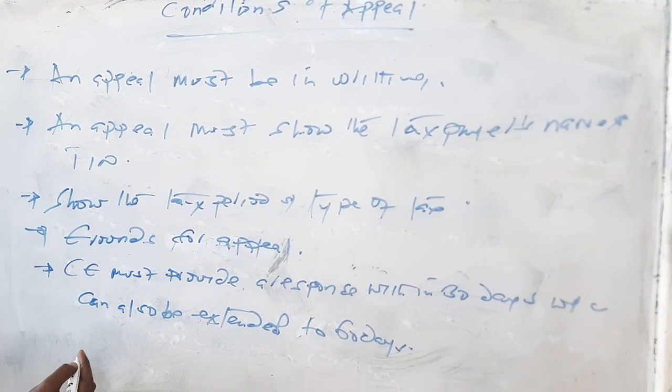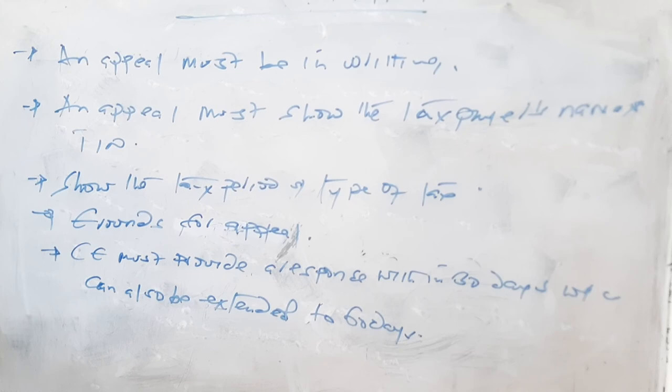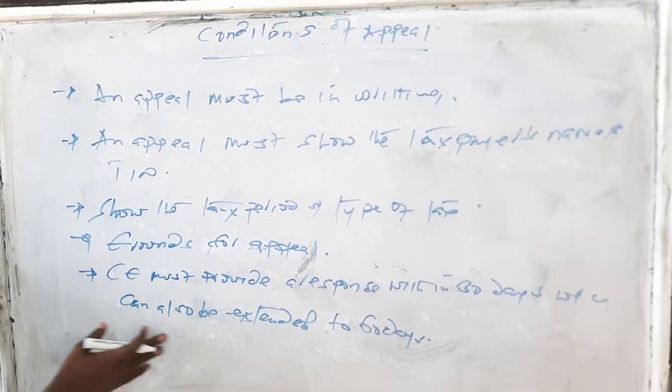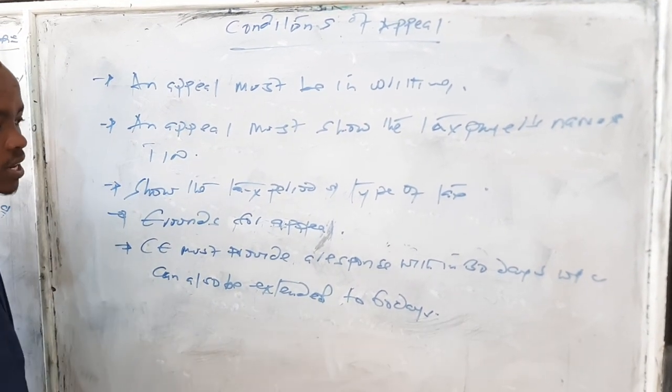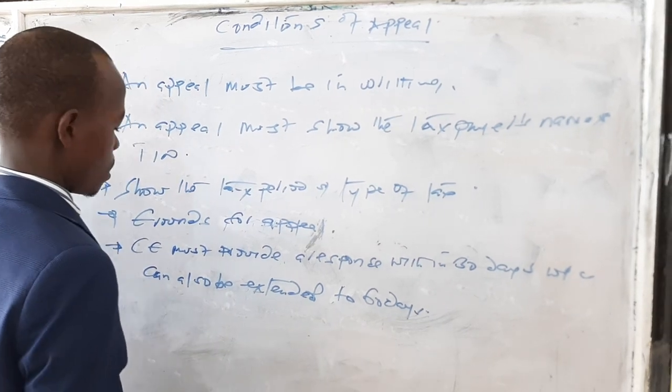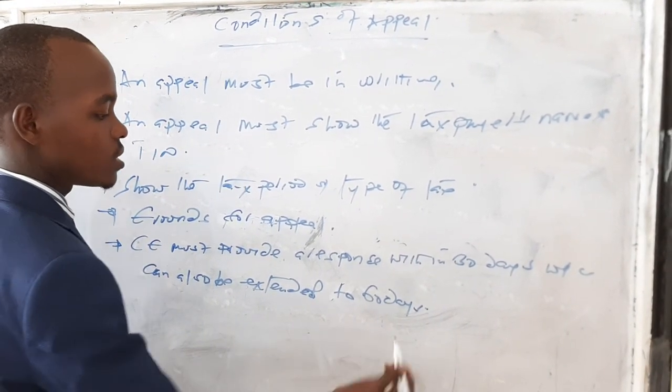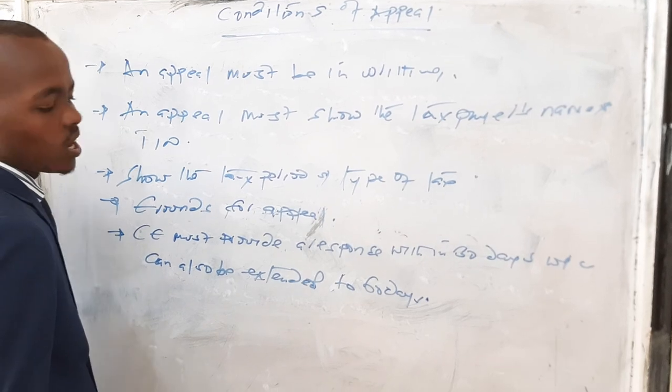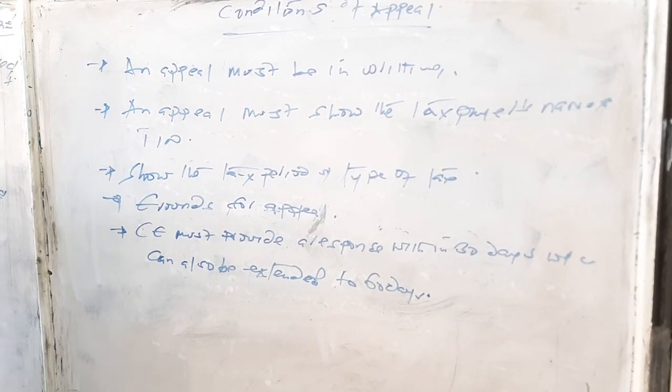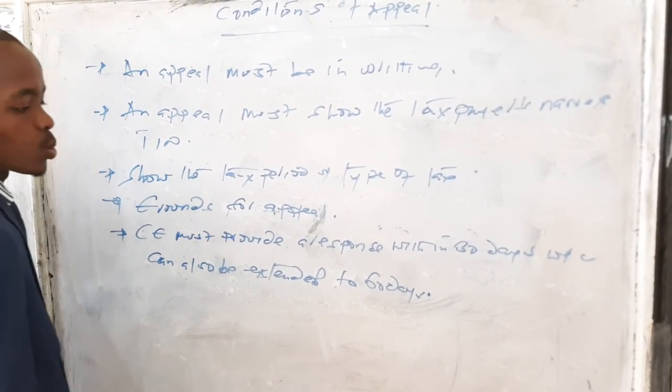Another thing, if he doesn't, that means that the taxpayer is right. If the CG doesn't provide a response within 30 days, which can also be extended to 60 days, that means that the taxpayer has won the case or has won an appeal, or the taxpayer is right actually.